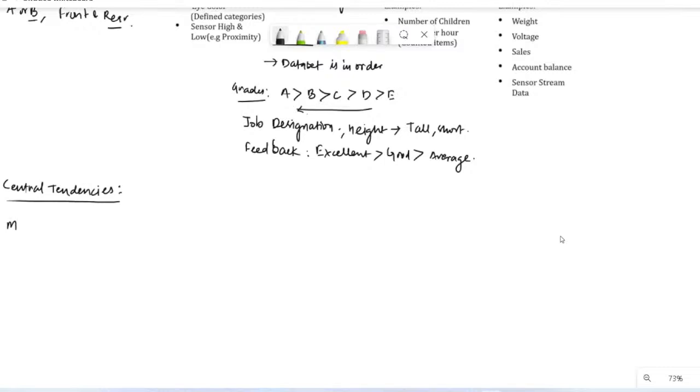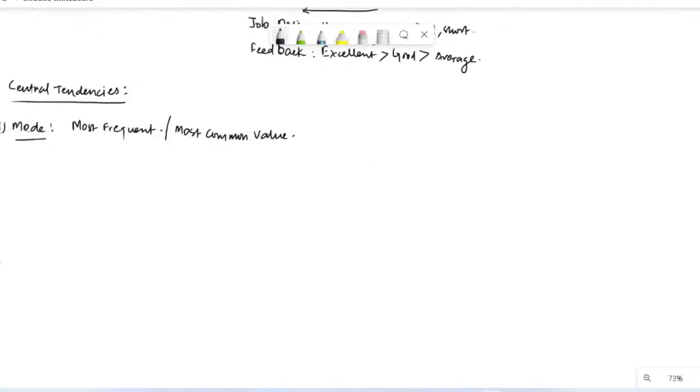Let us start first with the simple one, mode. What is mode here? Mode means most frequent, most common value. So in this most frequent part, or most common value, you will simply be checking the frequency of the data, the most frequent value, and according to that you will decide what the mode is in this case. Suppose I give you an example.